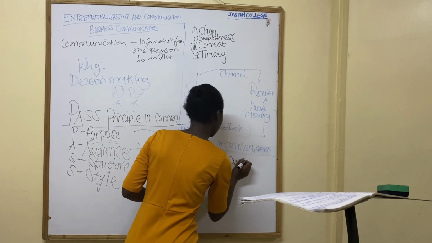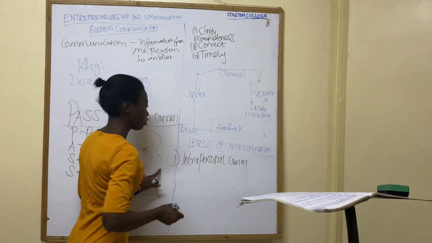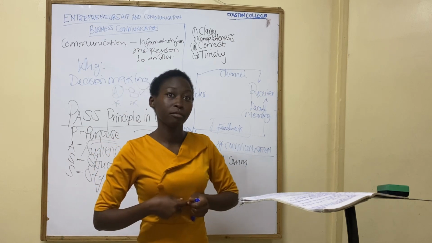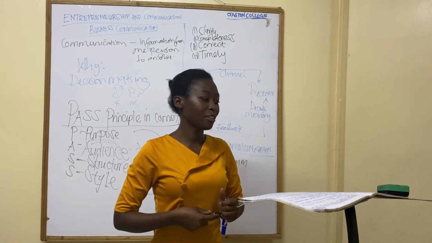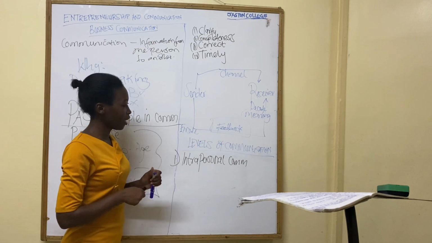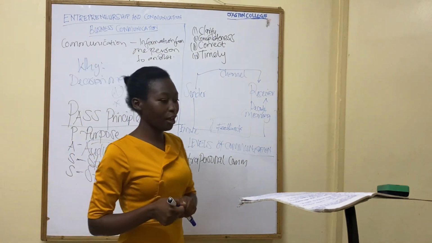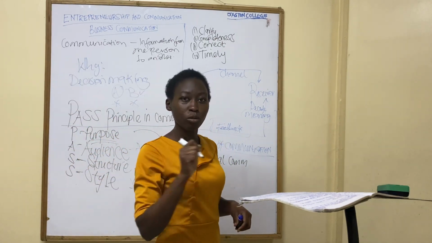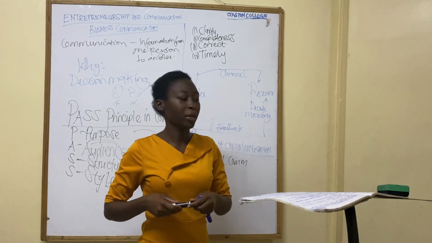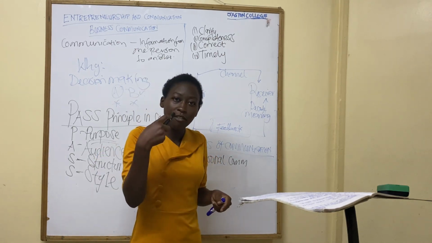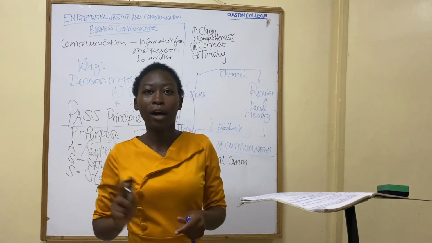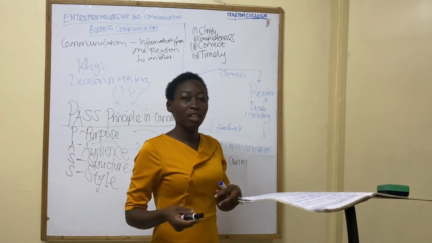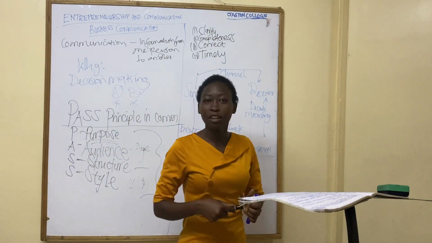Number one is intrapersonal communication. So this is one level of communication whereby you talk to yourself. Okay? That means you talk to yourself. So as an entrepreneur, you ask yourself, in this business, what should I do that is unique from my competitors? So you ask yourself and you find your answers in your mind. So it's called intrapersonal communication. It's inside you. You communicate with yourself, with your mind.